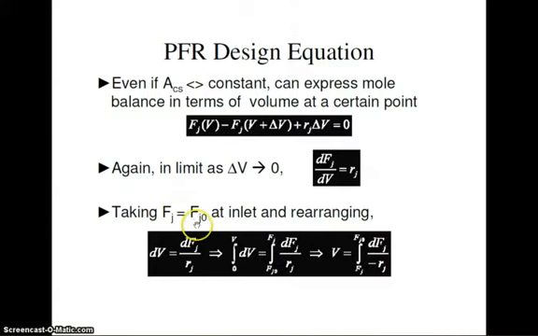Taking Fj being equal to Fj naught at the inlet and rearranging this equation leads to this differential expression. And if we integrate from 0 to the volume at some point in the reactor, that's equal to the integral from the initial flow rate to the final flow rate of 1 over the rate of reaction. So this is the design equation for a plug flow reactor. The volume is equal to the integral from the final flow rate to the initial flow rate of the differential of the flow rate over the rate of consumption of a species.